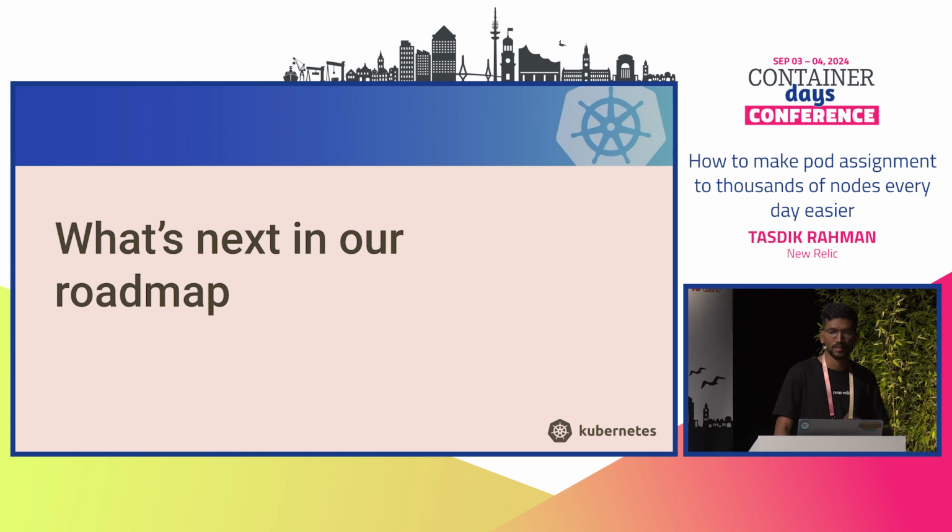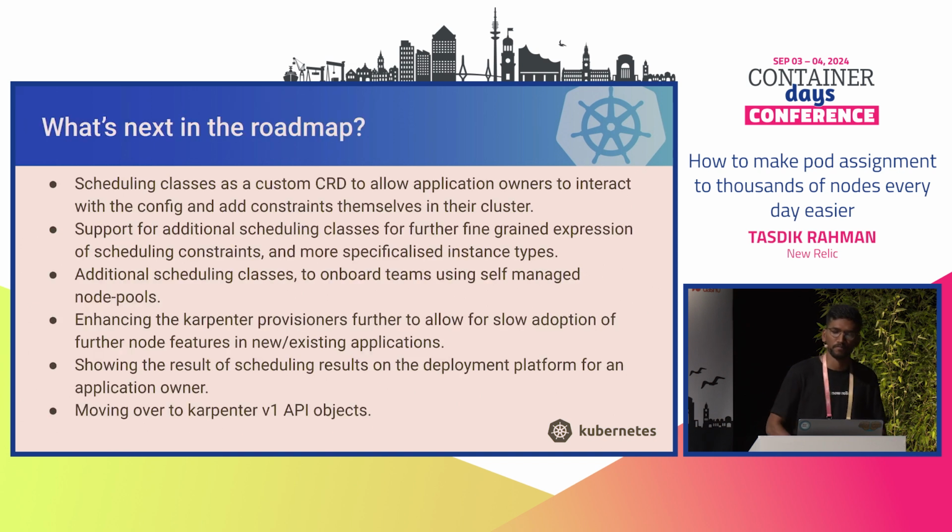And what's next in our roadmap? After we put this out for the application teams to use, we sat down and saw that the adoption is good. We are able to abstract this scheduling construct further away from the application teams and have them do it in a more hands-off way. What's next for us? And we were also able to increase Karpenter adoption for us.